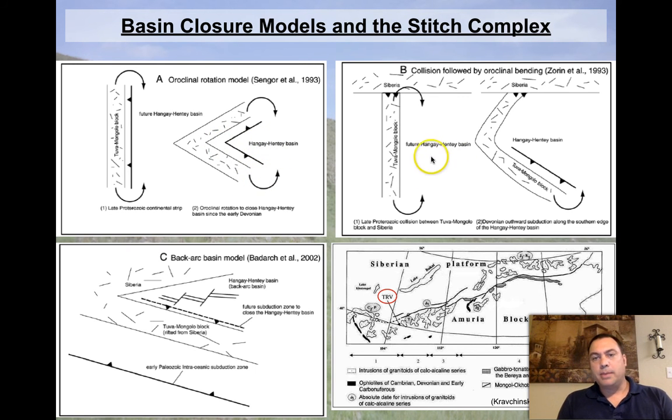Zorin's 1993 paper shows that this is probably due to a collision with Siberia. You might have actually had some uplift or an orogenic event right along Siberia as the Mongolian block slams into it, and then it folds with time. Again, in this case, instead of having two subduction zones, he has one south-dipping subduction zone that's accommodating that folding and that rotation. The Badarch paper of 2002 interprets this as a back arc basin.